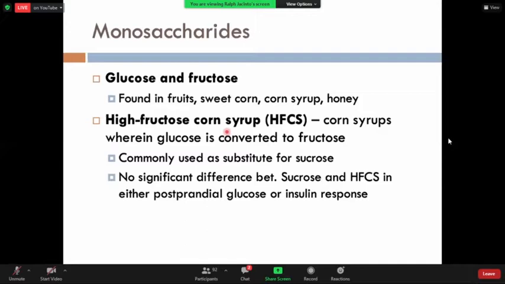Glucose and fructose. Okay, it's your glucose and fructose. Now, what they did is they tried to modify the components of that. So they lowered the glucose content, and then they converted some of the glucose into fructose. Thereby, we have your high fructose corn syrup. So they used this as a substitute for sucrose as a sweetening agent.